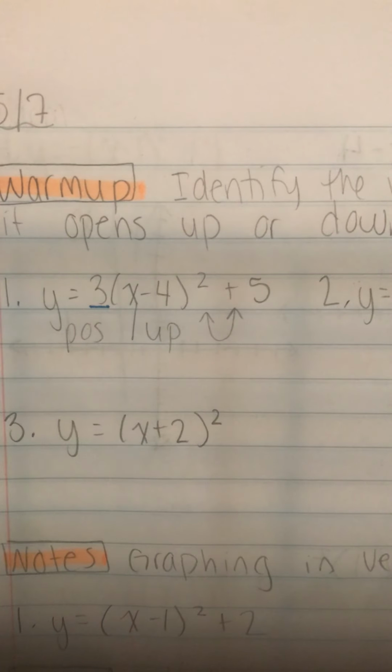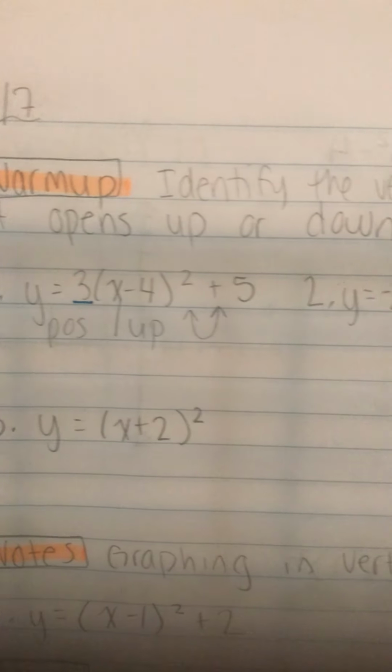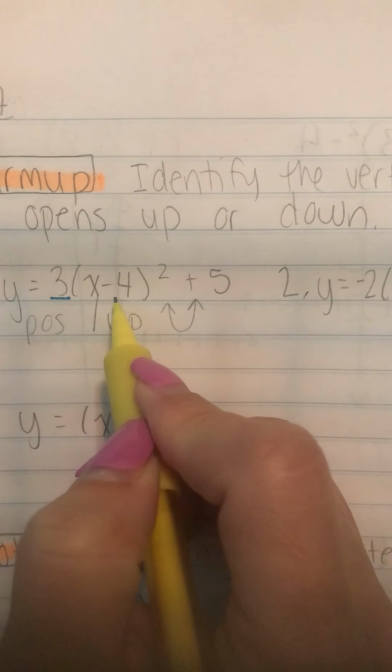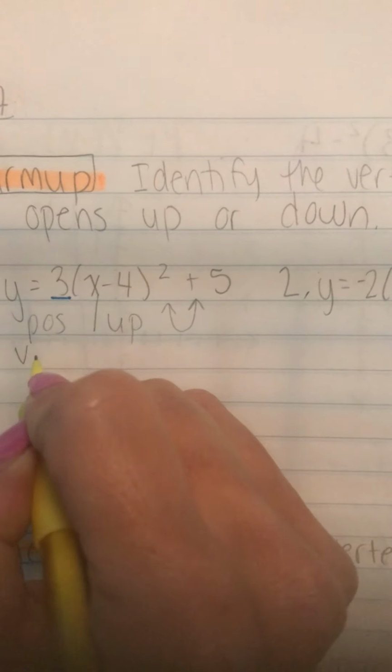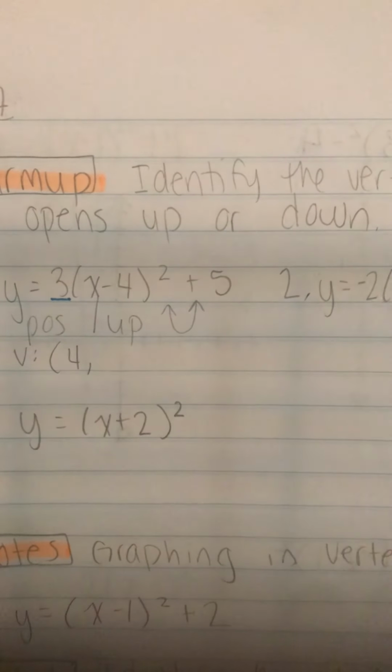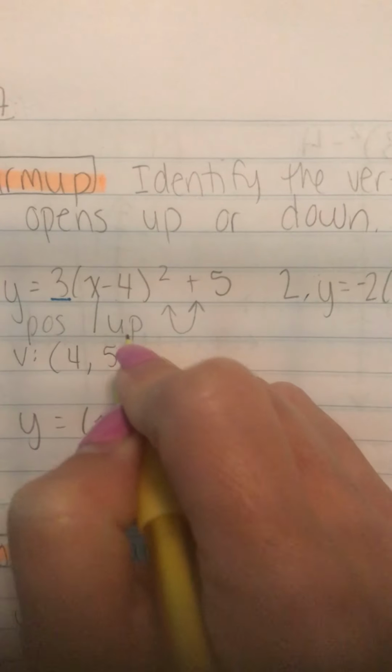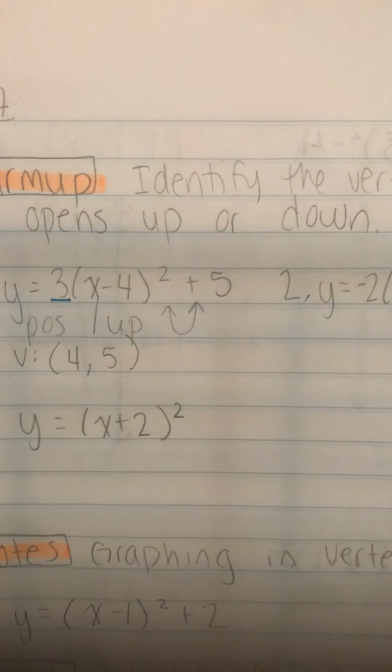Now I need to identify the vertex. To identify the vertex, we take the opposite of this value. So if that's a -4, it's going to be a +4. And then we don't change this number right here. So therefore, our vertex is 4, 5.